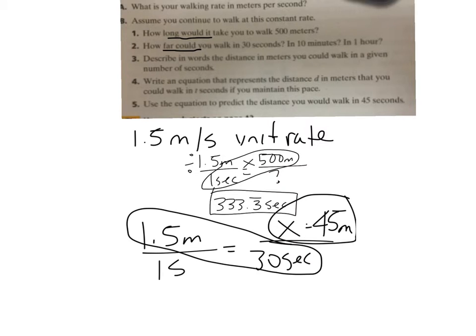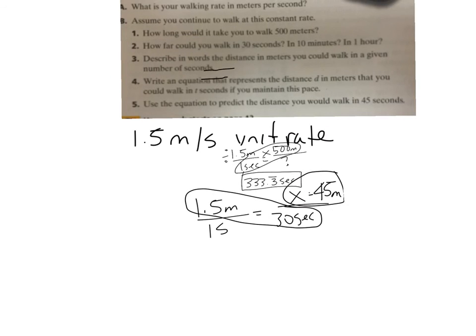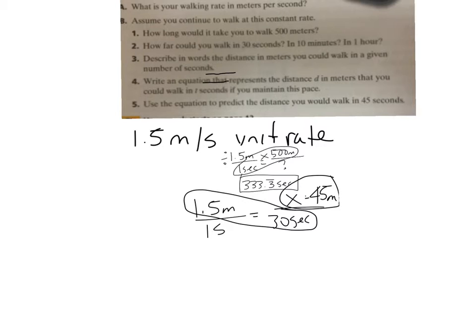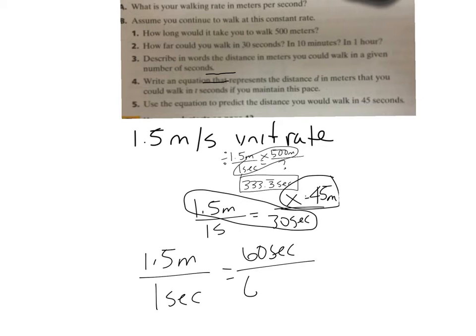Number two then takes it to another level. It says basically, what if you were walking 10 minutes? So there's multiple conversions to be made here because we're dealing with minutes. So the first thing I would do is I would take 1.5 meters in 1 second, and then I would convert that to minutes. So I would say that there were 60 seconds in 1 minute. And I would do a little bit of multiplication.